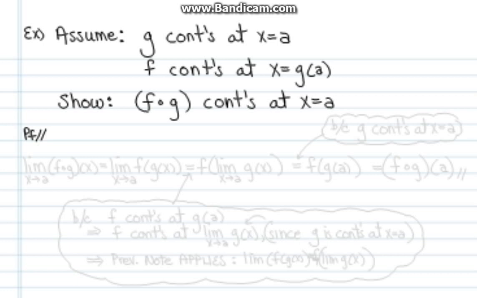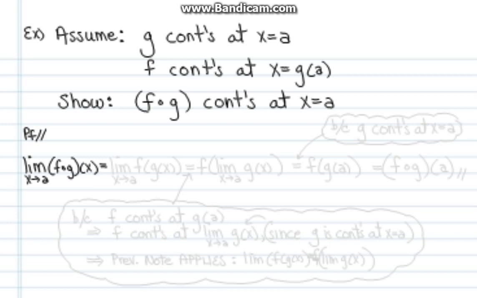We're making the assumption that g is continuous at the point x equals a, and f is continuous at the point x equals g of a. And we're going to show that the composition f composed g is continuous at x equals a. All right, the first thing we're going to do is take the limit as x approaches a of this composite f composed g of x.